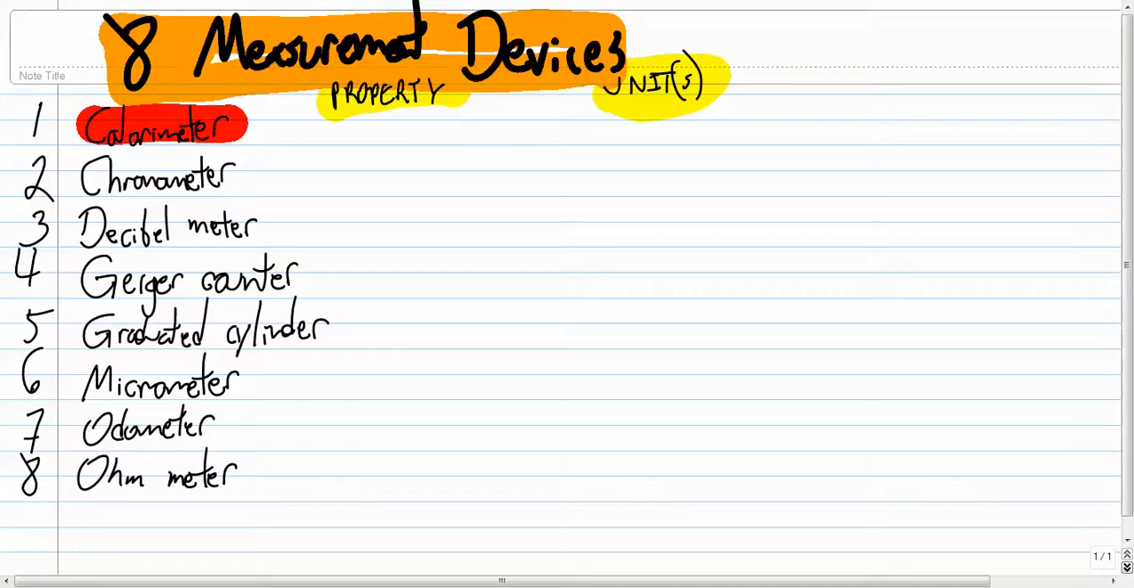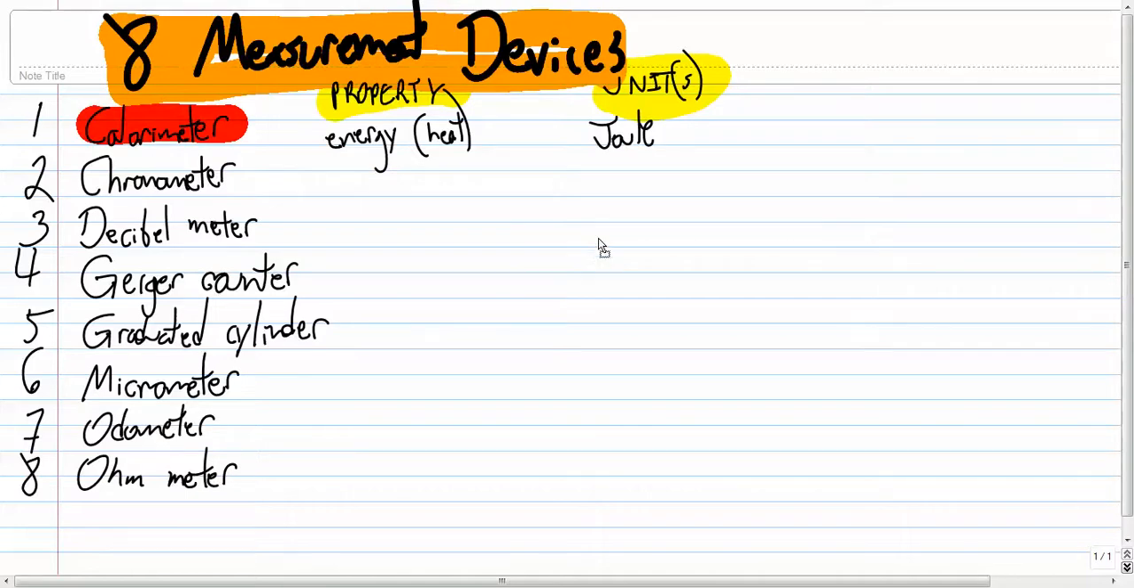A calorimeter, what it measures is the property of energy. Specifically, it measures heat energy. And the unit of heat energy, or of any energy, is the joule. Okay, so what does a calorimeter look like?